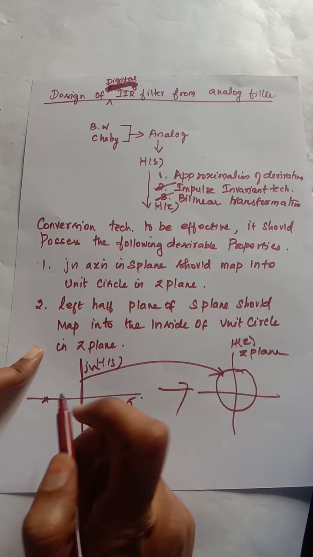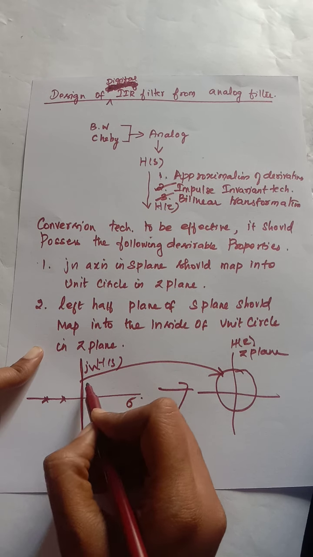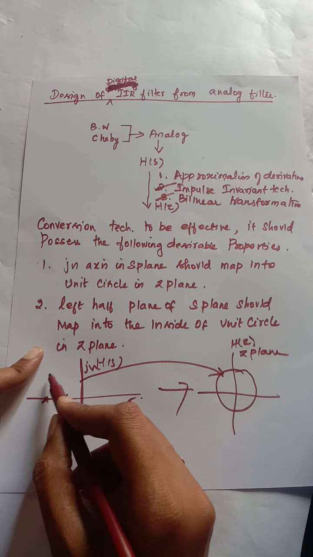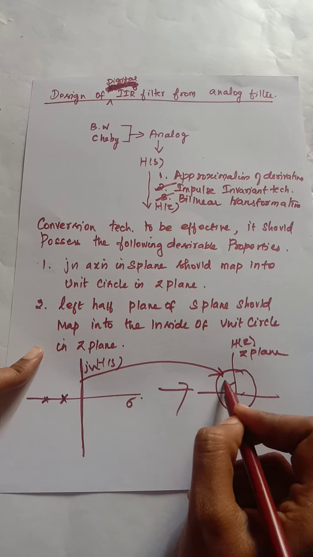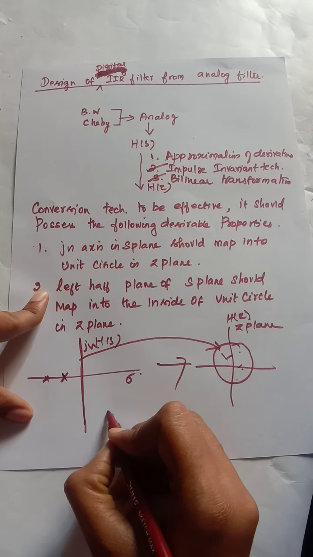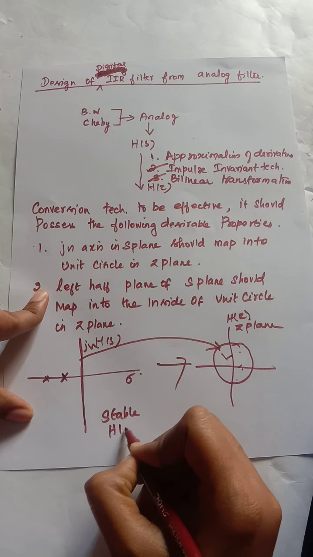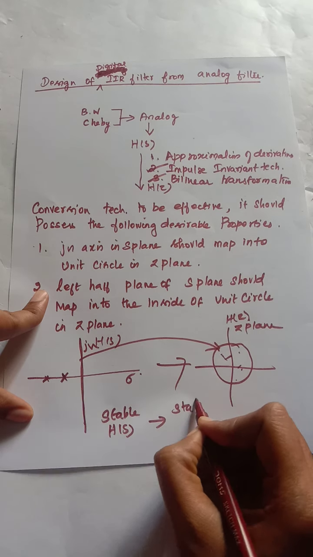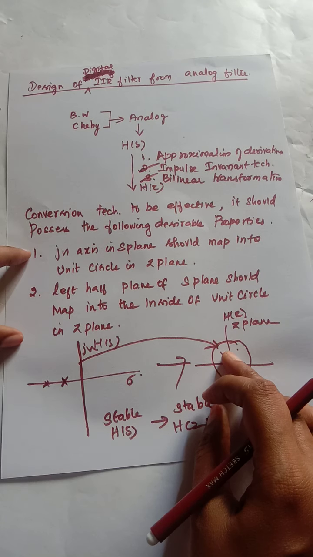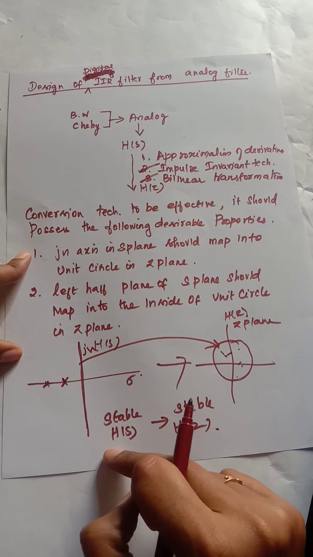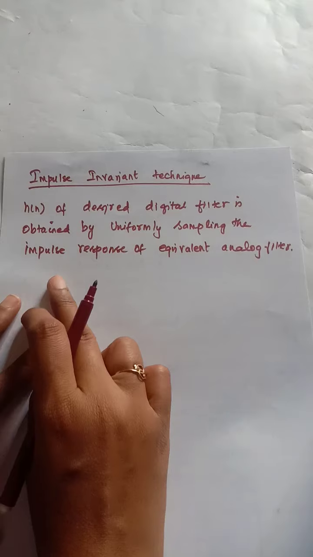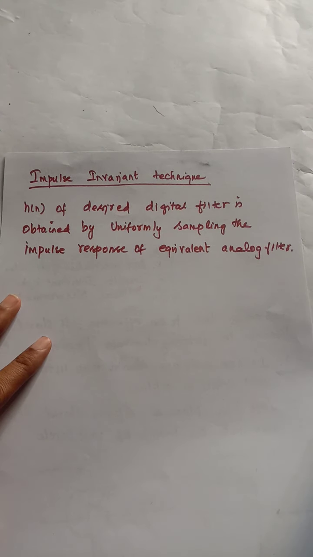The next condition is that for stability the poles should lie on the left half of the S plane. So this left half of the S plane should lie inside the unit circle. If these two properties are satisfied, then a stable analog filter is converted into a stable digital filter. These are the properties you need to possess while transforming a stable analog filter into a stable digital filter. The first method is the impulse invariant technique.